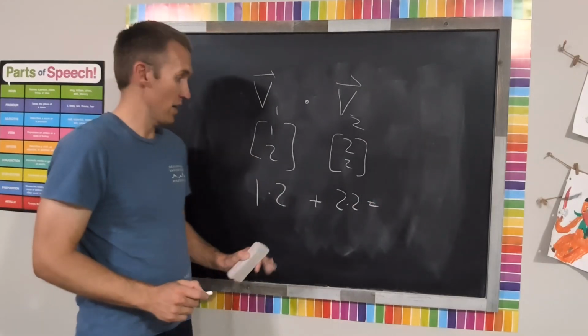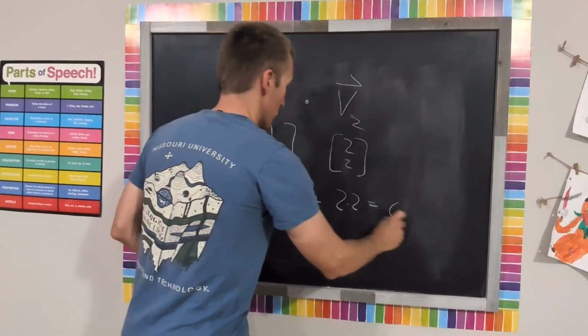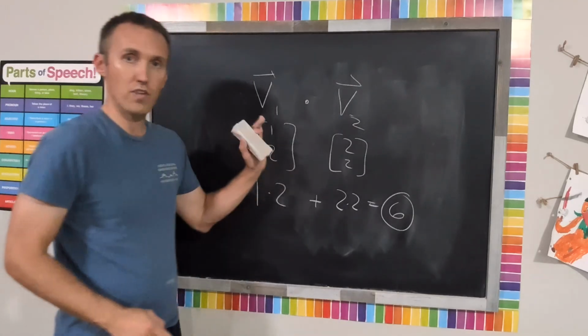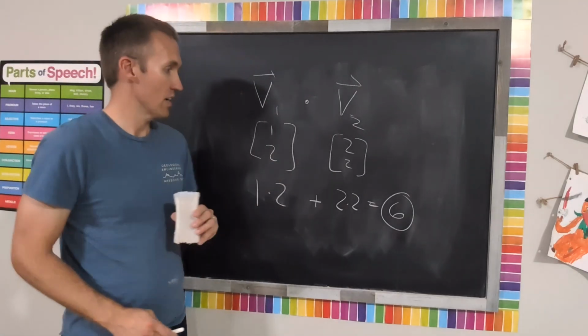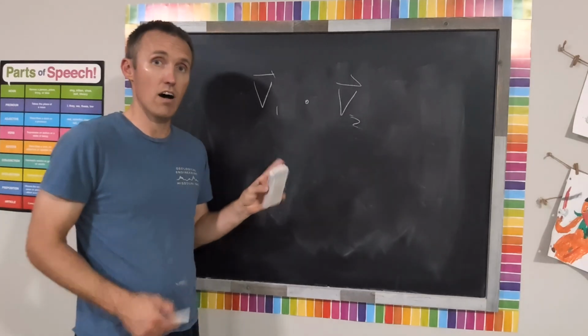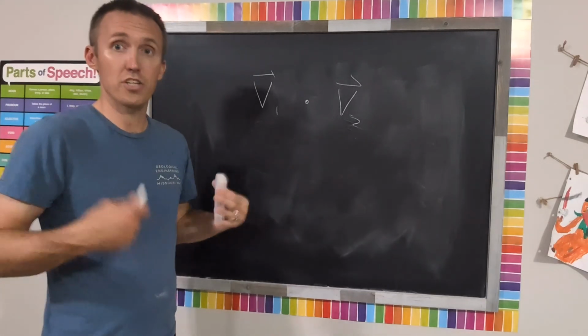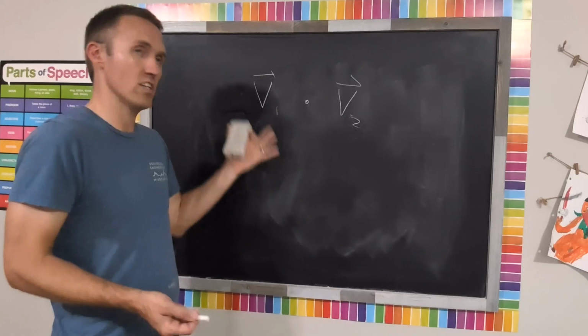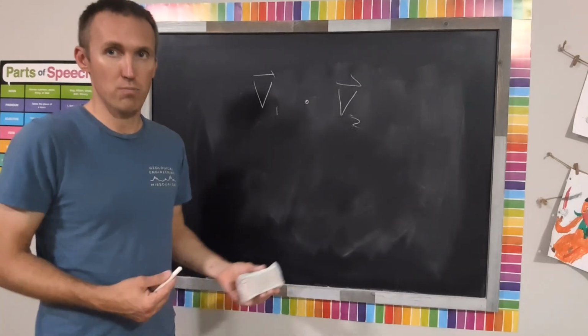And I would need to sum that up, so that's going to be 4 and 2 is 6. So V1 dot V2 is the number 6. Some rules for dot products. Obviously, the dimensionality of the vectors, the number of values inside each vector, has to be the same in order for the dot product to work.